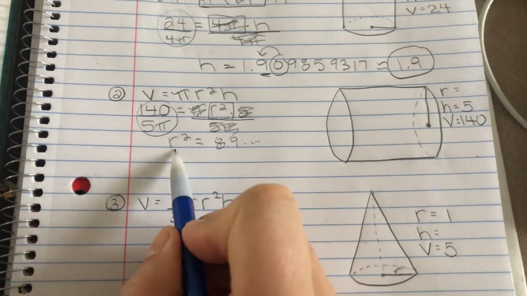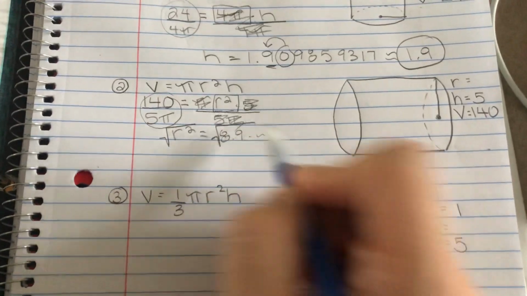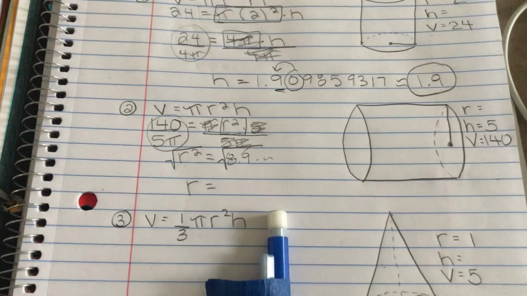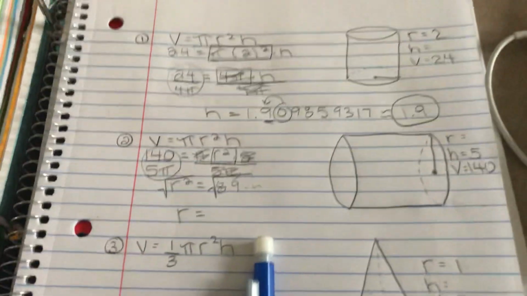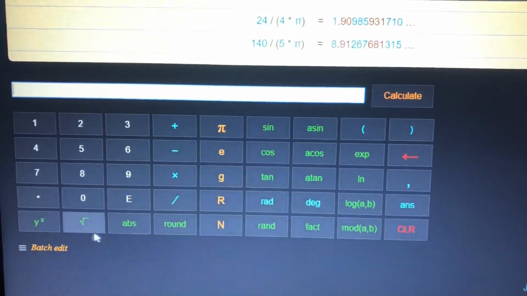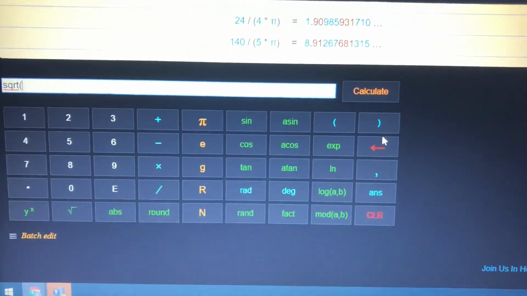But I'm not done. I need the r by itself. So the opposite of squaring something is the square root. So I need to take the square root of both sides. While I still have that number in my calculator, I'm gonna see if it'll let me take the square root. That way I don't have to type it all in. So I'm right here. Let's see if it lets me. Nope, I'm gonna have to type it in.